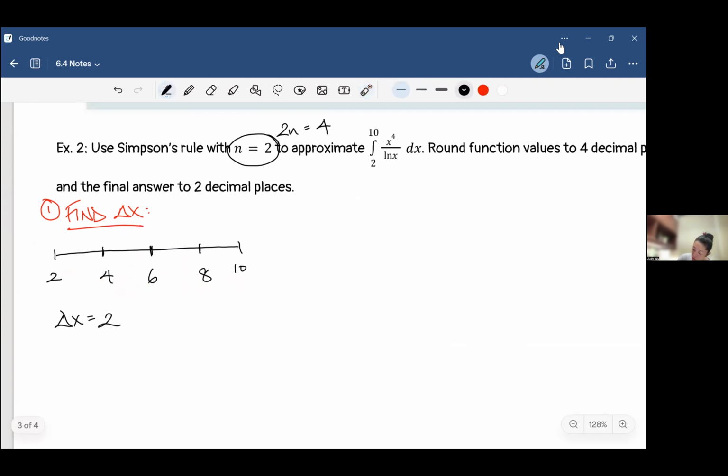But another way you could do this is you could take your b value, 10, minus your a value, which is 2, and then divide it by your 2n. Let me write that in variables: b minus a over 2n will give you the same thing if you don't want to draw out a number line every time. I think it's nice to know what it is that we're finding, but also why that formula works. Now let's find our y values.